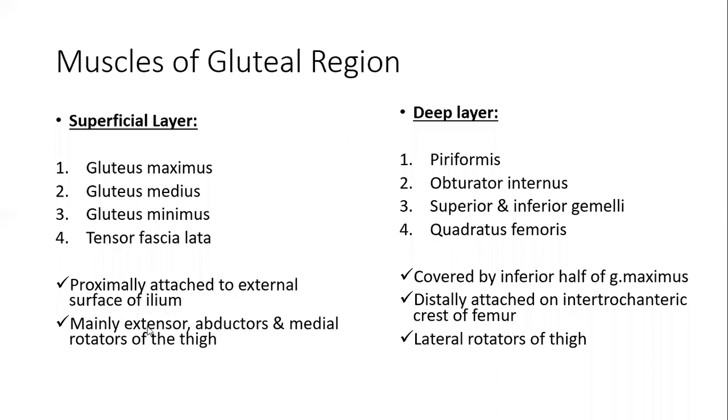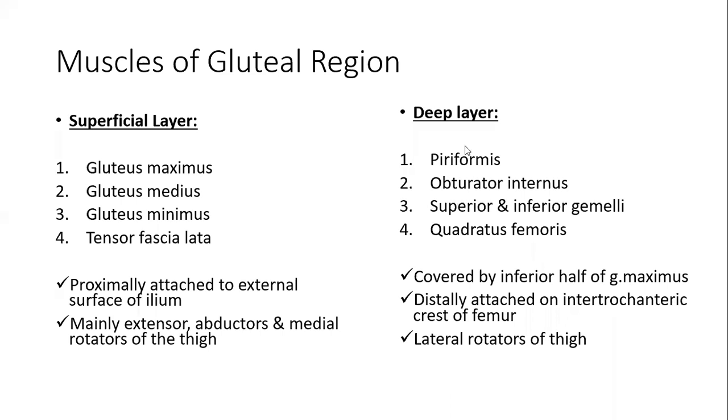And depending on their actions, they are categorized mainly as extensors, abductors, and medial rotators of the thigh. So I hope these general points related to the superficial layer of the gluteal region muscles are clear.